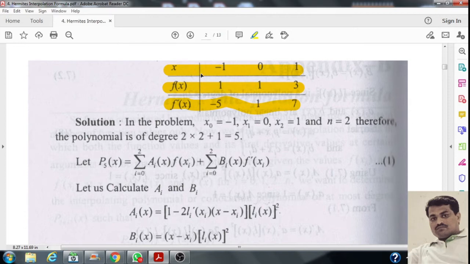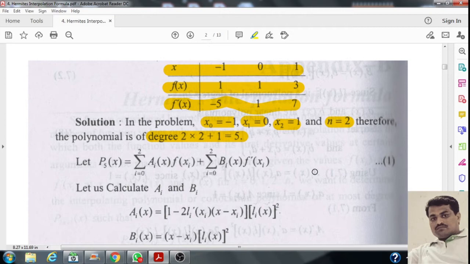Here in the first row, x is given as -1, 0, 1. For the values of x we define the first value x0 = -1, the second value x1 = 0, and the third value x2 = 1. Then by observation we can write n = 2, because a total of 3 points are given. Hence the degree of the polynomial will be 2n + 1, means 2 × 2 + 1 = 5. So if you find the polynomial, its degree will be 5.